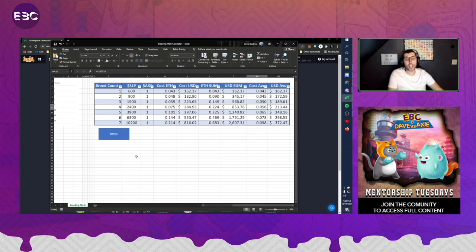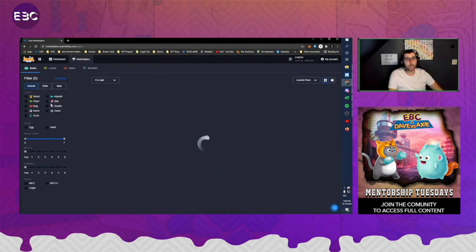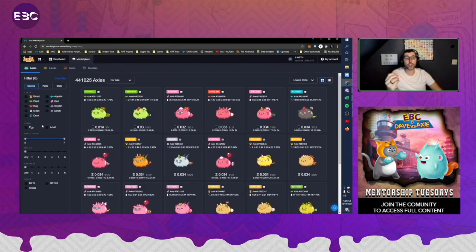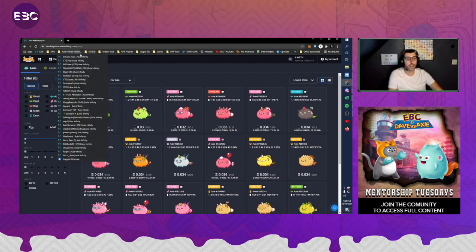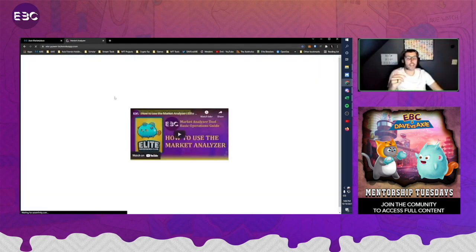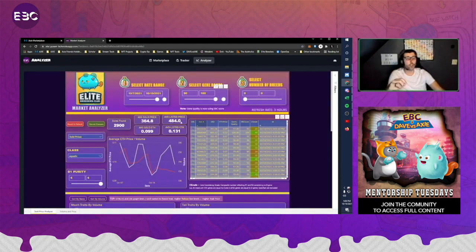So now the challenge is, how do you do the exact same thing? Part of it is making sure you understand how Axies sell and what's working with them. So the EBC tool is great, and not just the market, the analyzer specifically, so you can start to see what they've actually been selling for.